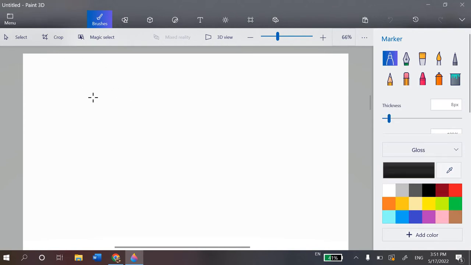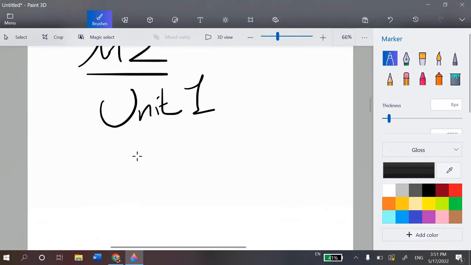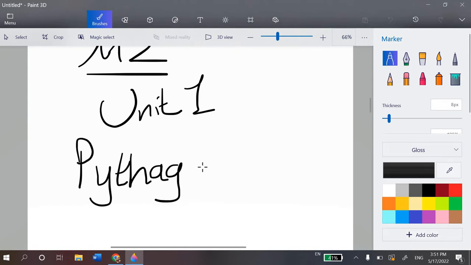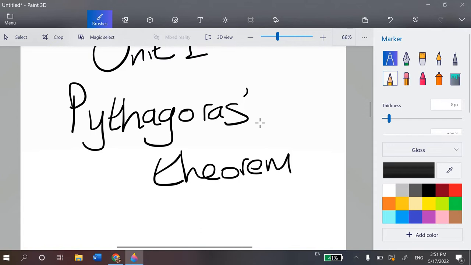Okay, so now we are M2, big M2 students now. M2, Unit 1. M2, Unit 1, our first unit is called Pythagoras' theorem. Okay, Pythagoras' theorem.